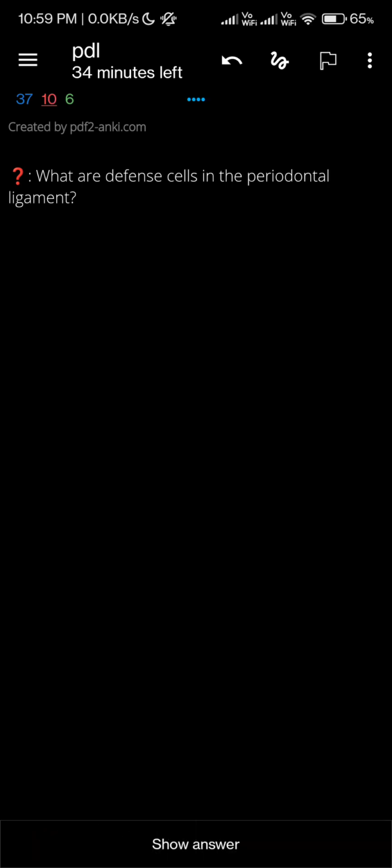So what are defense cells in the periodontal ligament? Defense cells, we have mast cells, macrophages, and other immune cells that provide defense against pathogens and other foreign substances.